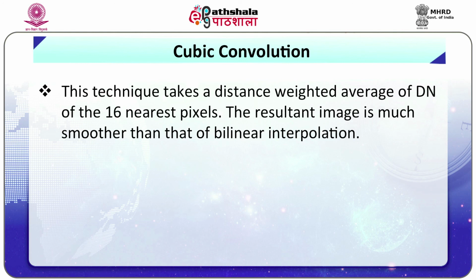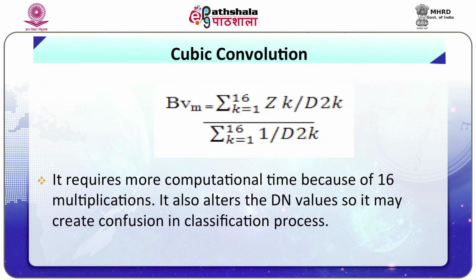The resultant image is much smoother than that of bilinear interpolation. It requires more computational time because of 16 multiplications. It also alters the DN values, so it may create confusion in the classification process.